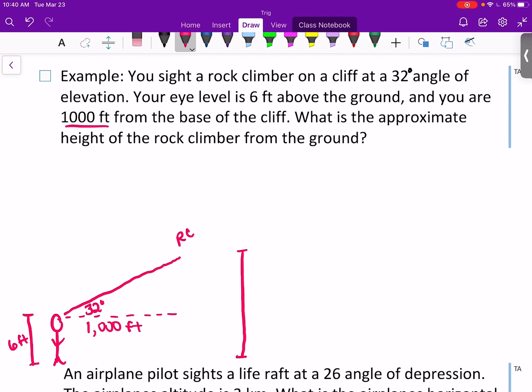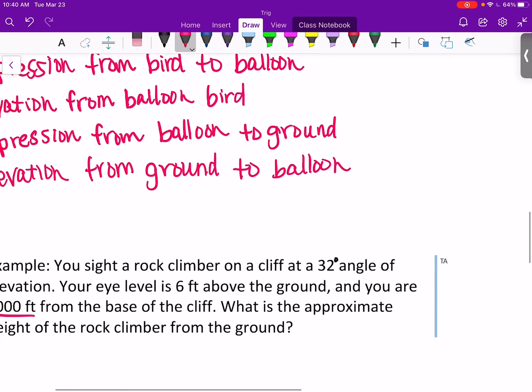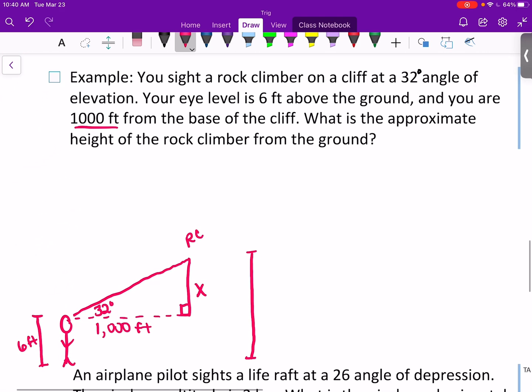So that's this height. But to find that height, I need to look at my right triangle that we have just created and find this height first, which I labeled with an X. Once I find X, I would then add it to my height, which is 6 feet. So this whole distance is X plus 6.